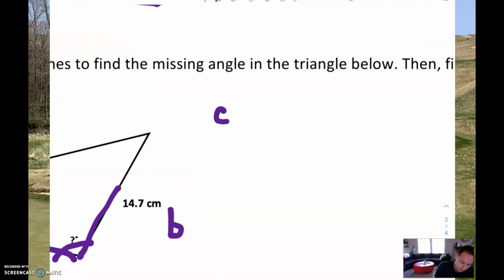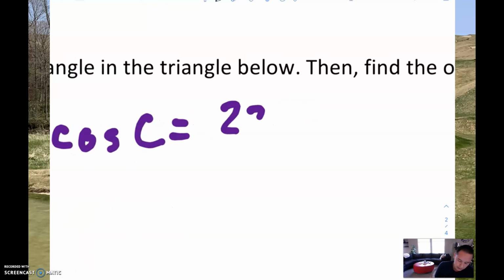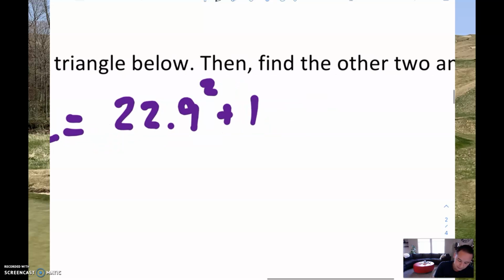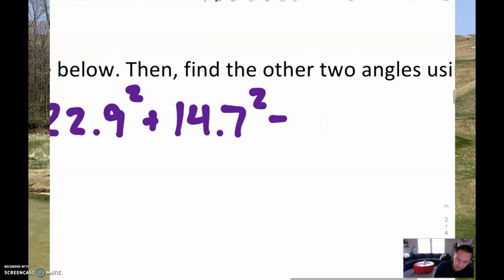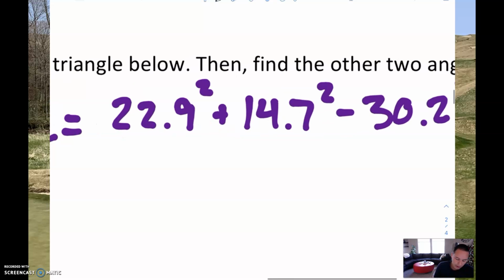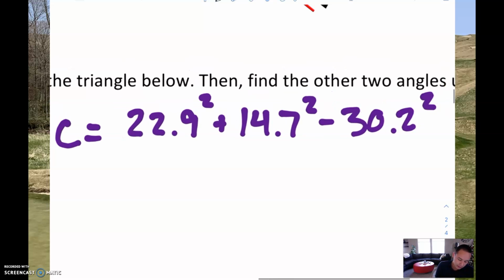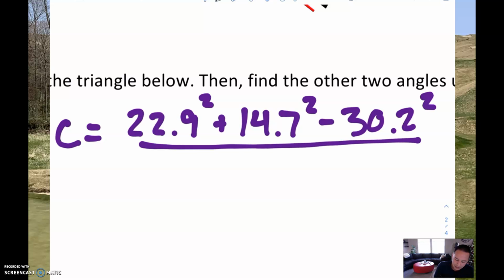So we have cosine of angle C is equal to 22.9 squared plus 14.7 squared, subtract 30.2 squared, and that all gets divided by 2 times 22.9 times 14.7.